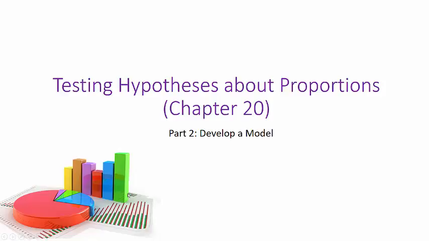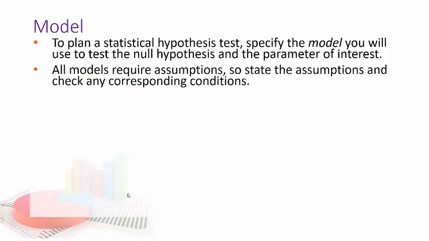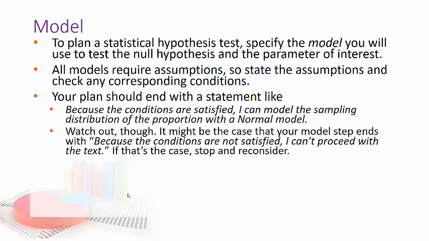Now we're going to take a look at the second part of our trial, and that is developing a model. So to plan a statistical hypothesis test, you've got to tell them what model you're using. All models require assumptions, so state the assumptions and check any corresponding conditions. For our case, most of the time, we're going to be looking at the normal model, especially right now.